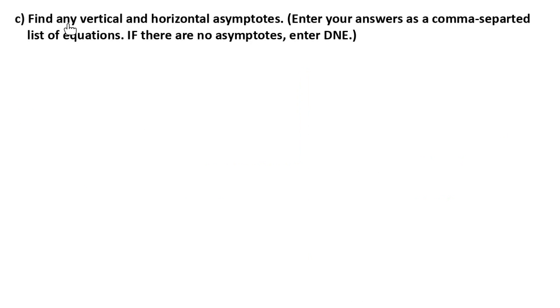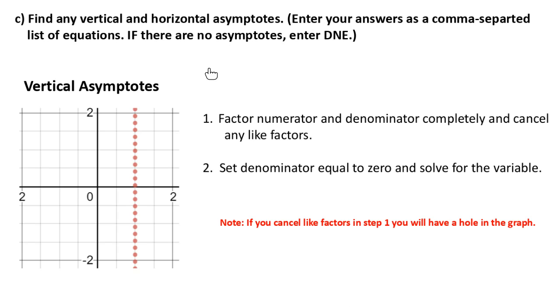So now it's asking about vertical and horizontal asymptotes. So in section 2.6, a big part of that section is to figure out what these asymptotes are. So just a quick overview of what a vertical asymptote is. Basically, it's a line that we graph using a dotted line like I have here. And what it means is that your graph is going to approach that line, but it's never going to cross it or get to it.